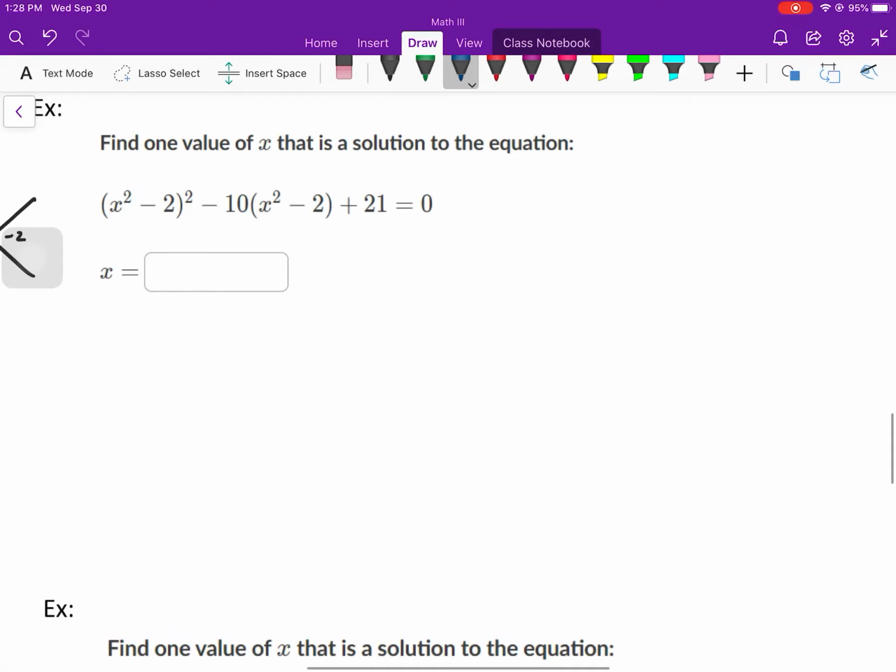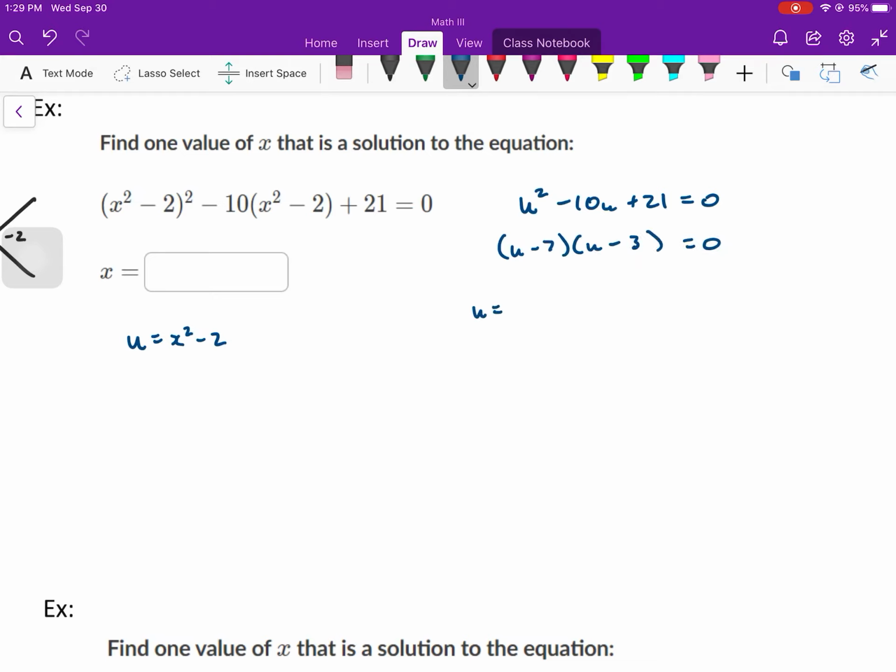This one's really similar, so we're going to do that u substitution. This time u is going to equal x squared minus 2. So let's go ahead and do our substitution. u squared minus 10u plus 21 equals 0. So that factors into u minus 7, u minus 3 equals 0. So u equals 7 and u equals 3. In other words, x squared minus 2 equals 7 and x squared minus 2 equals 3, because remember, u was x squared minus 2 to begin with.